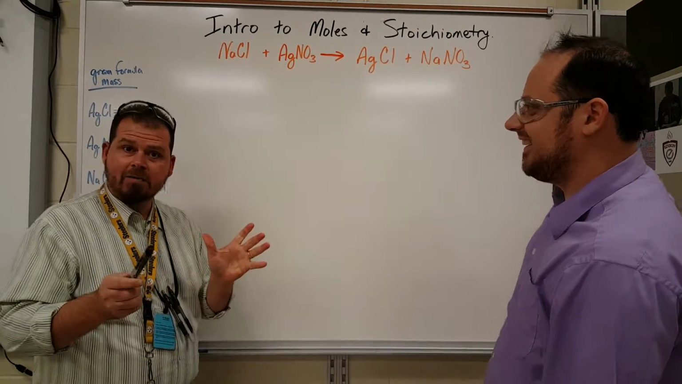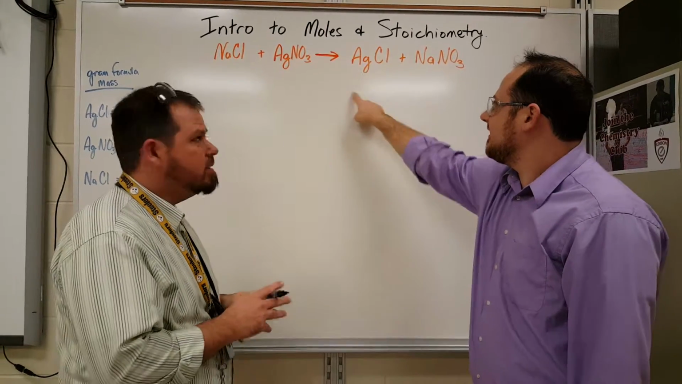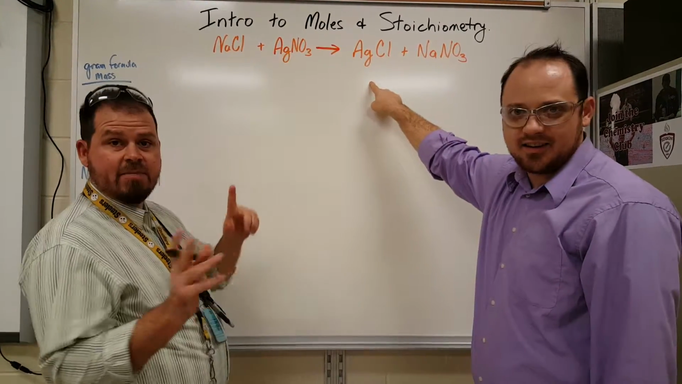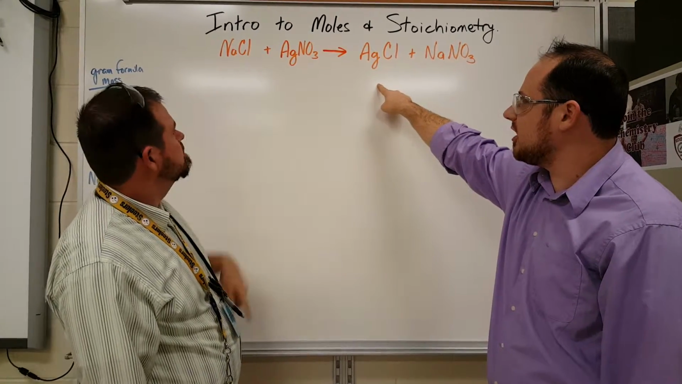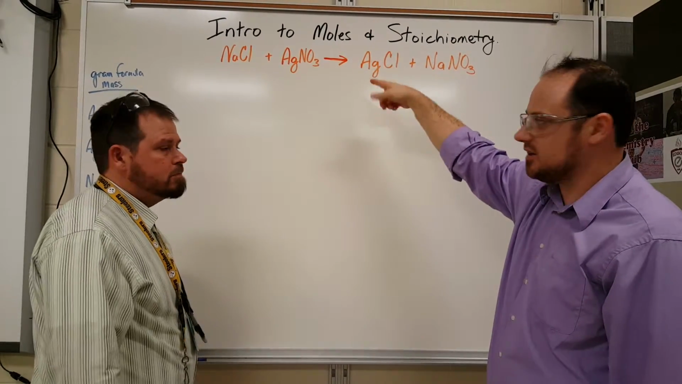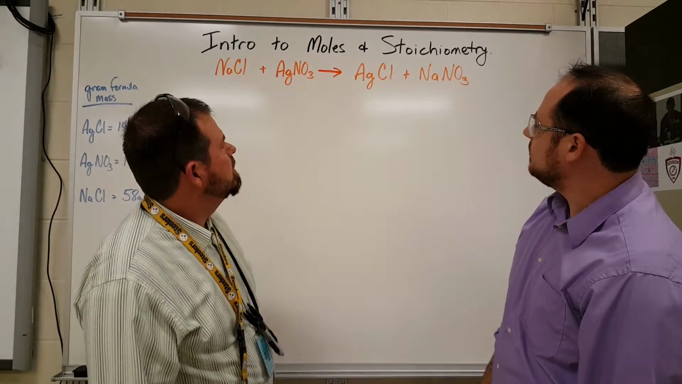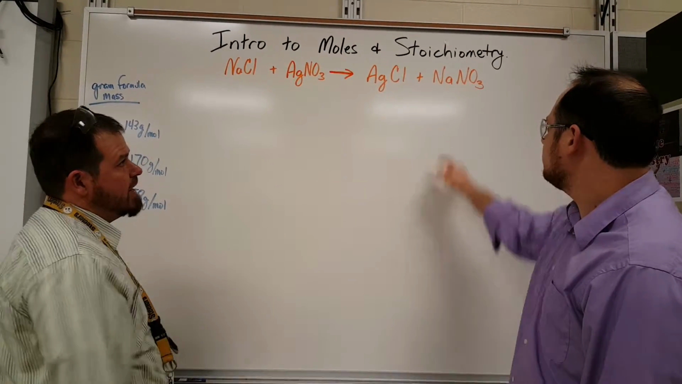So here's the problem. We want to create 2.5 grams of this silver chloride. We can name these all from last unit, right? We got NaCl, 1 mole of NaCl, sodium chloride, going to react with 1 mole of AgNO3, silver nitrate. Going to produce 1 mole of AgCl, silver chloride, and 1 mole of NaNO3, sodium nitrate.